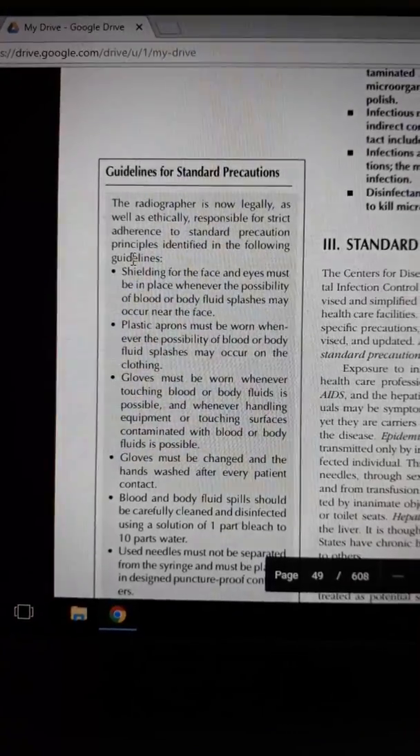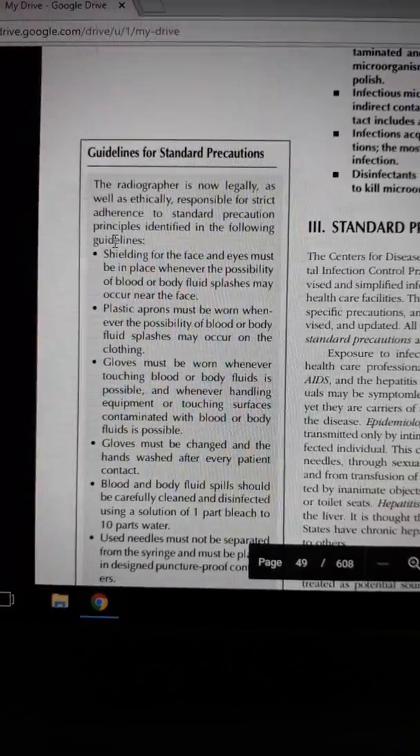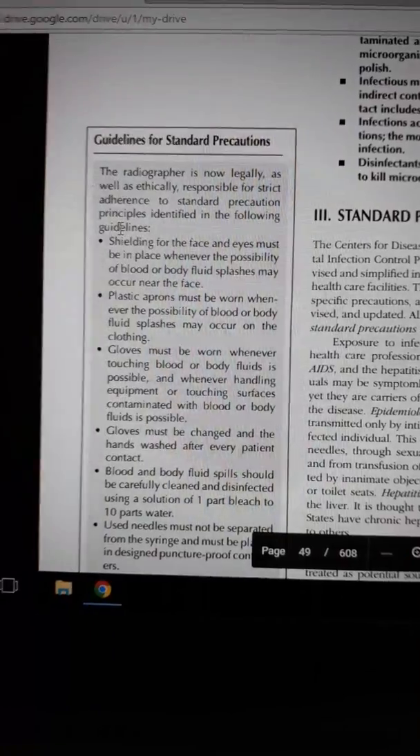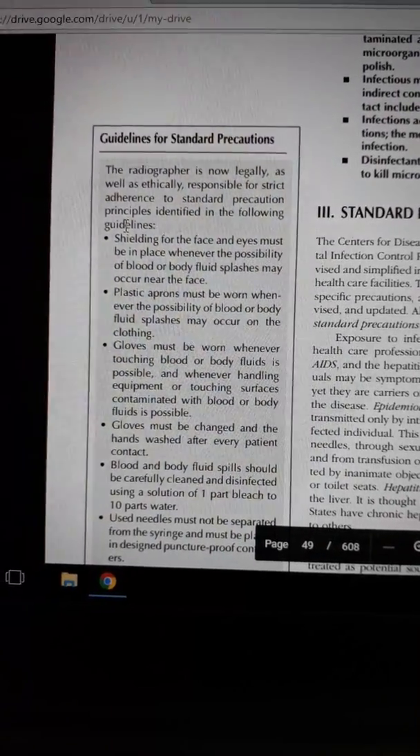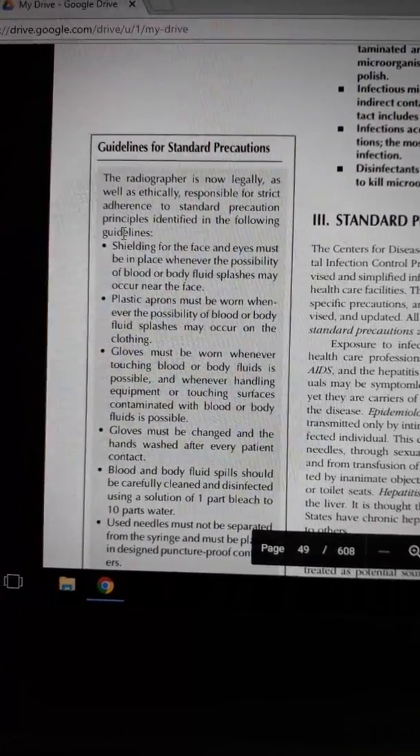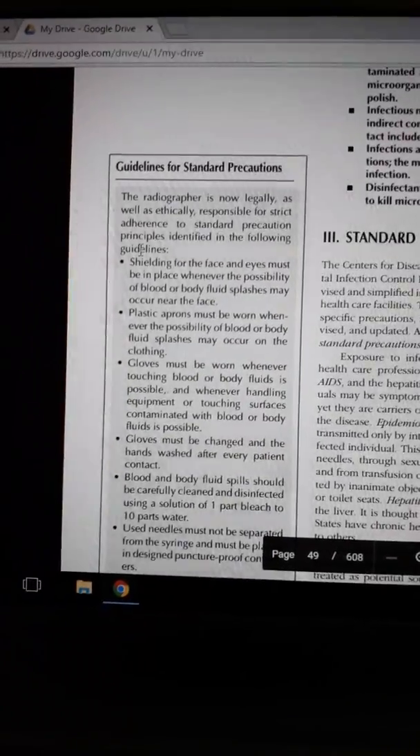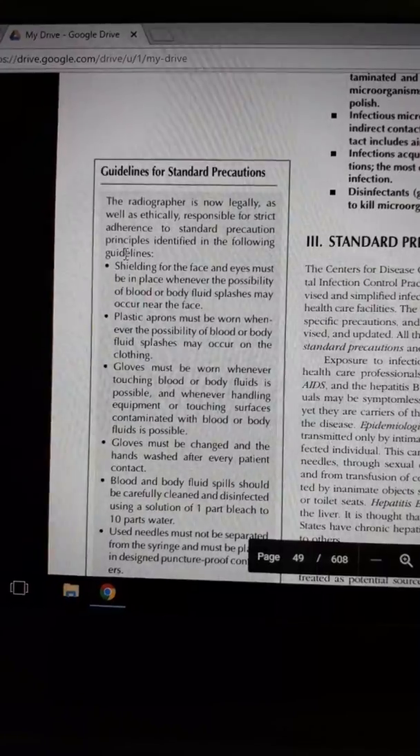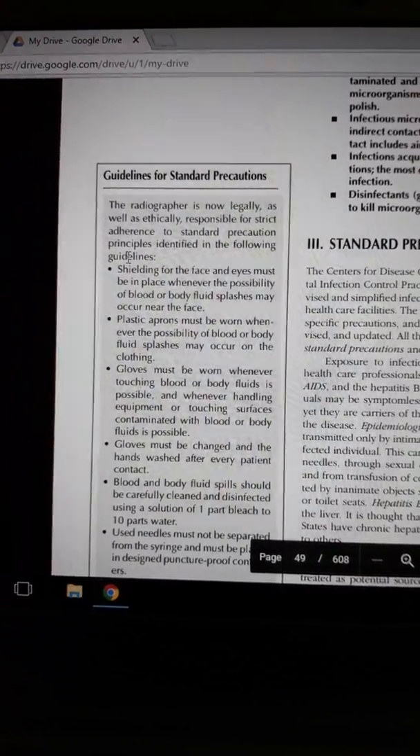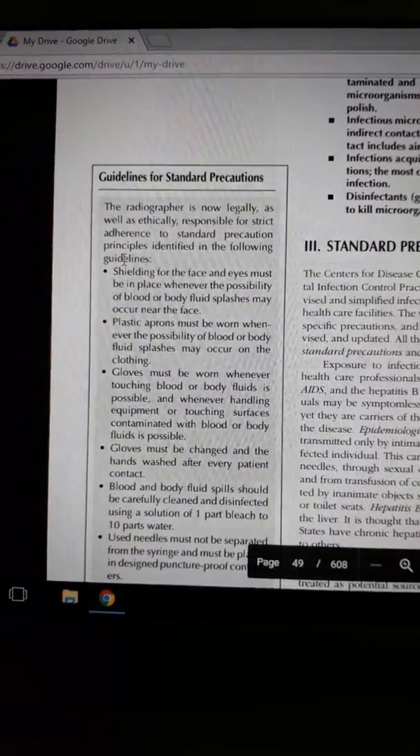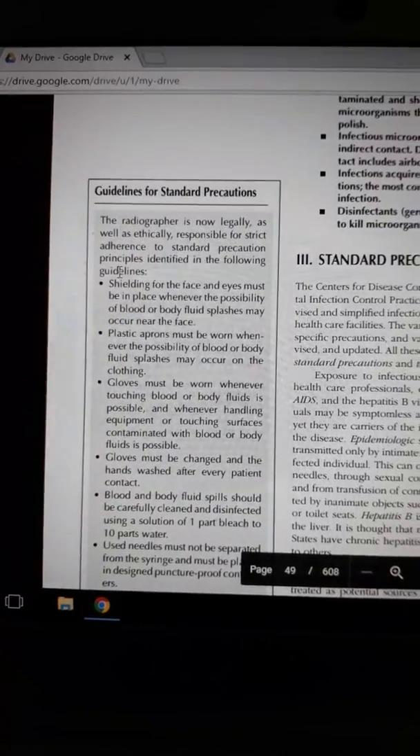Guideline: standard procedure. The radiographer is now legally as well as ethically responsible for strict adherence to the standard precautions principles identified in the following guidelines. Eye protection must be in place whenever the possibility of blood or body fluid splashes may occur near the face.